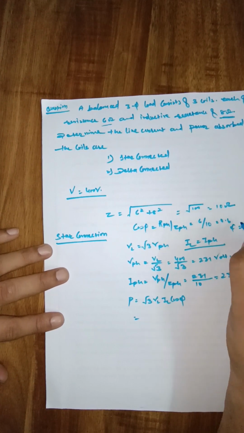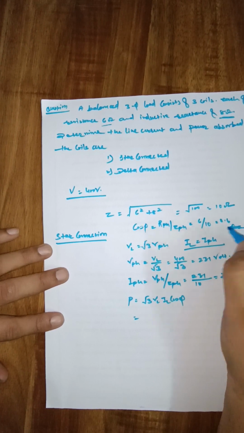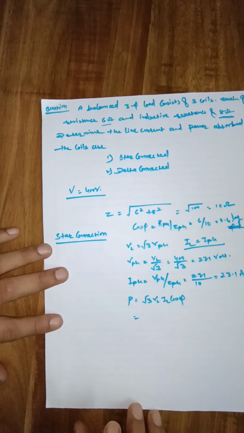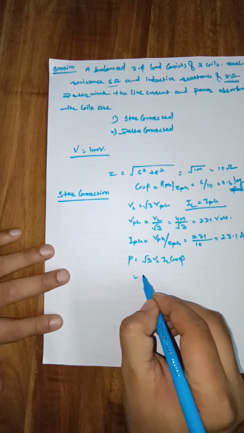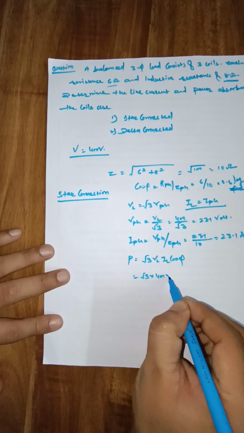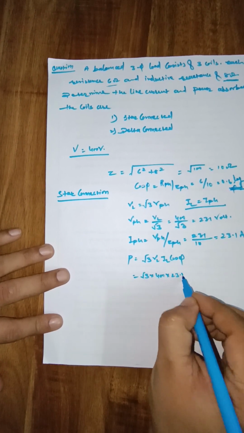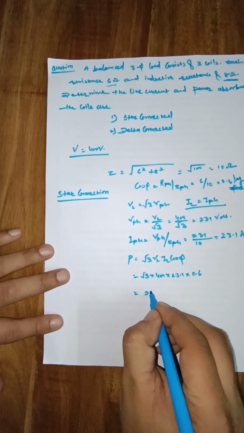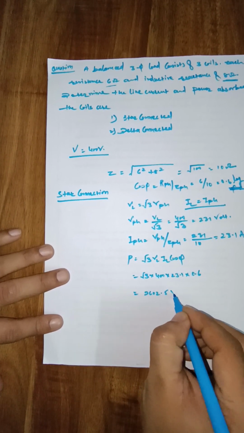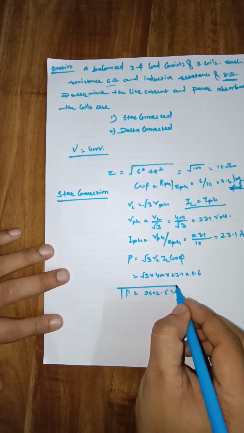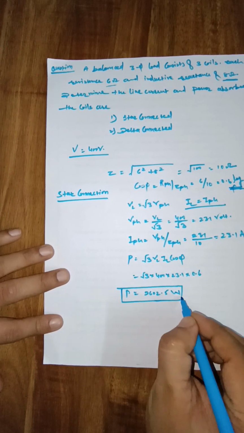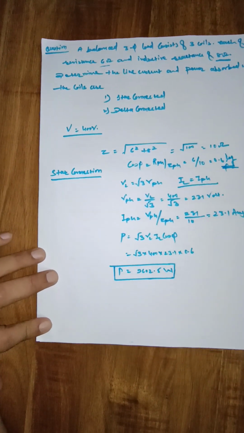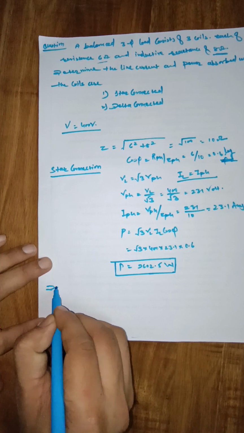Or simply you can say we have to use cos phi directly. So nature will be lagging because load is inductive and resistive load. So root 3 into 400 into 23.1 into 0.6. So power will come out to be 9602.5 watt. It will be your power. Clear? This is all about the star connection. Now we will go for delta connection.